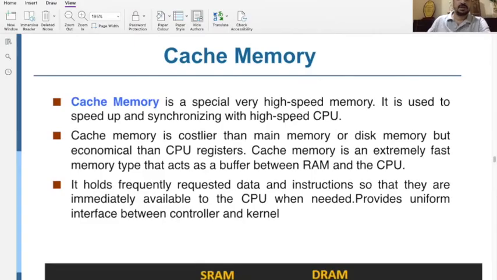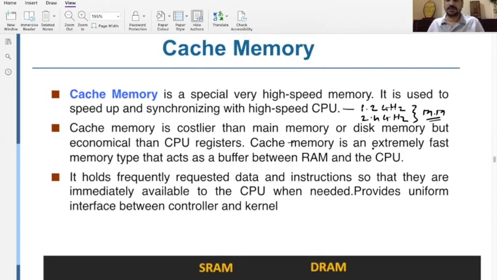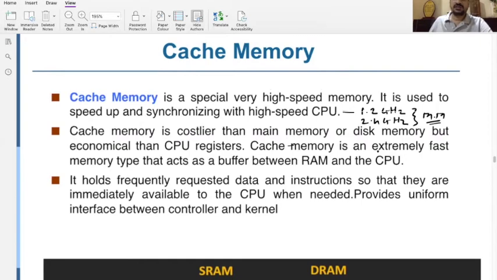So cache memory is a special very high speed memory. It is used to speed up and synchronize with the high speed CPU. Now the high speed CPU, as I told you, the speed of the CPU is maybe 1.2 gigahertz of frequency, or 2.4 gigahertz. To match this particular speed, the main memory cannot do that. The main memory doesn't have that much capability to transmit data to the CPU at that high speed. So to match with that, we use another type of memory, which is called cache memory. Whatever pronunciation you use, you can use.